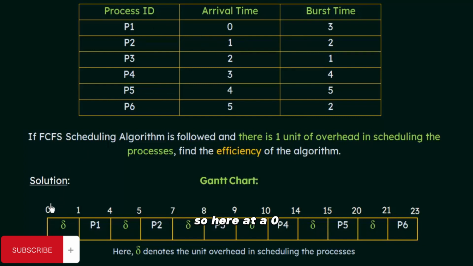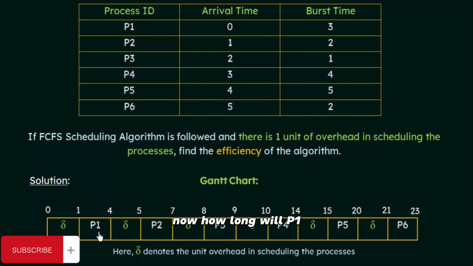So here at 0 units of time P1 arrives, but as we know that there is 1 unit of overhead in scheduling, as I told you, the CPU cannot be assigned directly at that time itself, but there will be a slight delay of 1 unit of time. So even though P1 arrived at 0 units of time, there is a delay of 1 unit of time. So that is why we have shown this delta over here. So from 0 to 1, that means for 1 unit of time, this delta is shown, and exactly at time 1, P1 will get the CPU for its execution. So after this delay of 1 unit, P1 gets the CPU for its execution.